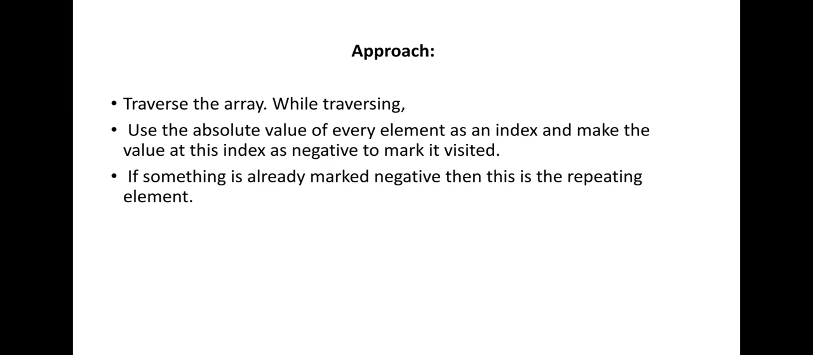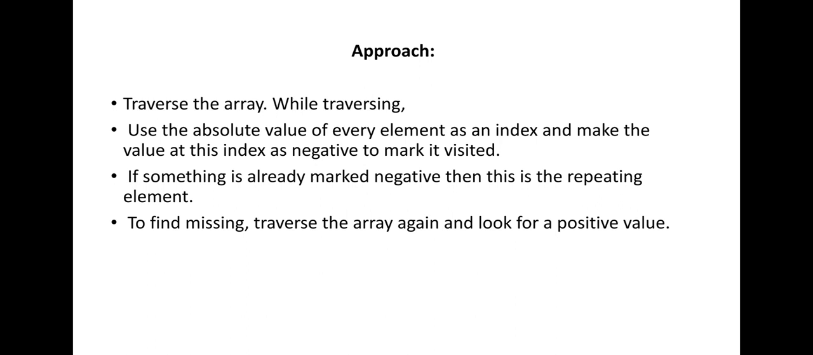For example, if we encounter any element which is already negative, that means it has already occurred in the array, so it is the repeating element. To find the missing element, we would traverse the array again and look for the positive value. So we can understand this by taking a simple example.